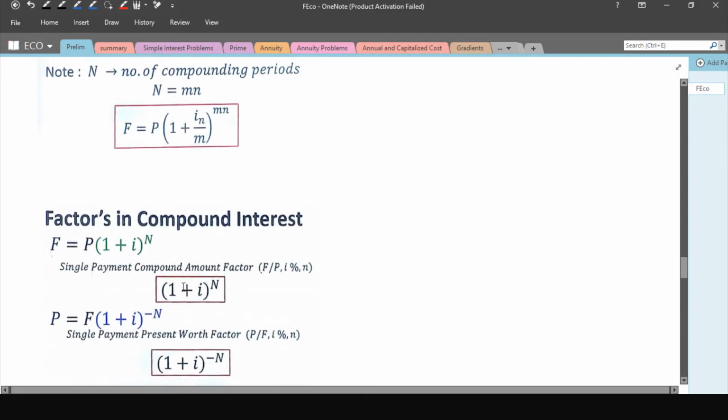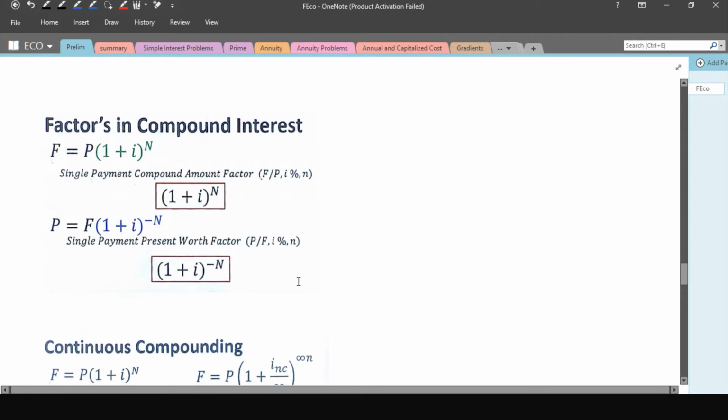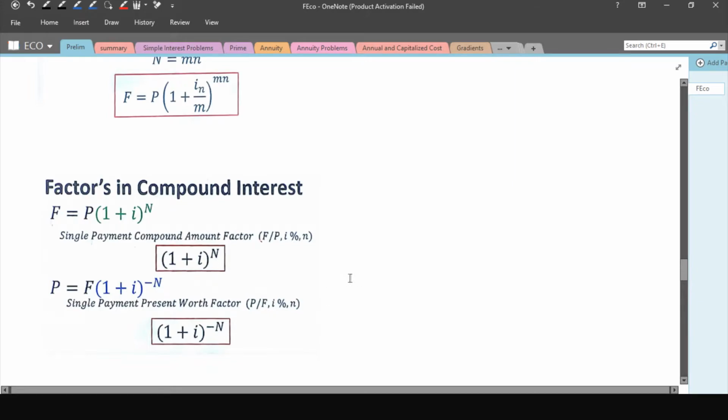So, you can follow. Meron akong gagawin dyan. Now, for the factors in compound interest, meron mga tinatawag dyan. Kapag sinabing future amount, single payment yan. Ibig sabihin, kikita ka. Pag kumita ka, future na yon. Single payment compound amount factor, that is denoted by this one.